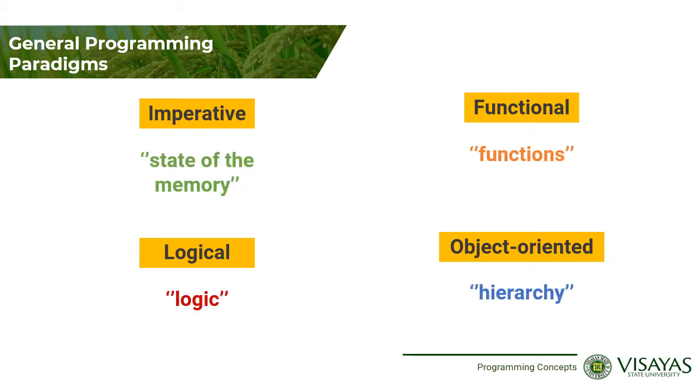Imperative paradigm provides statements such as assignment statements, which explicitly change the state of the memory of the computer. Functional paradigm, on the other hand, expresses computations as the evaluation of mathematical functions. Meanwhile, in logical paradigm, we express computation exclusively in terms of mathematical logic. And lastly, in object-oriented paradigm, we associate behavior with data structures called objects, which belong to classes which are usually structured into hierarchy. This time, let's have a closer look at object-oriented programming.